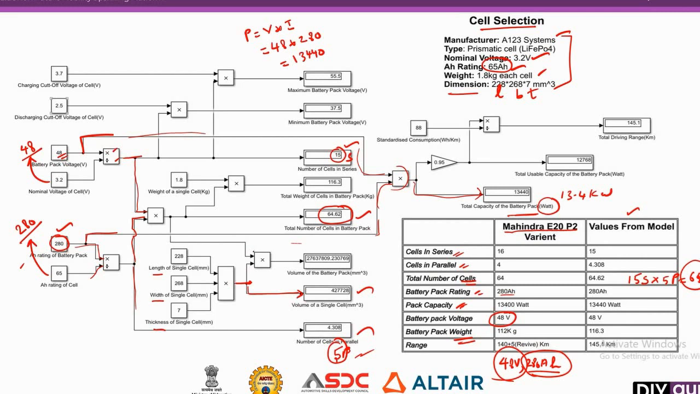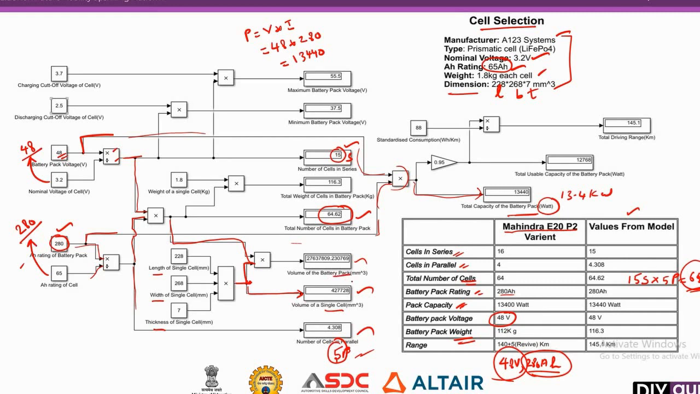So that must be multiplied by the total number of cells, which is nothing but 64. So the volume of a single cell is multiplied with the total number of cells. This line is nothing but the total number of cells in the battery pack. This is for one cell and this is for the total number of cells. So I will get the volume of the battery pack.